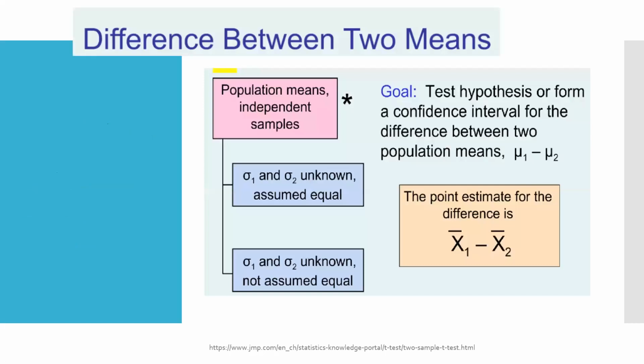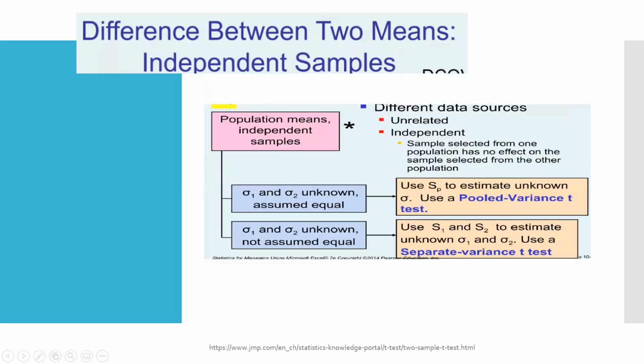So considering the difference between the two population means, we consider this scenario first whenever we are using the independent samples. The goal for testing the hypothesis, or for the confidence interval for the difference between population means, is mu1 minus mu2. And the point estimate of this difference is x bar 1 minus x bar 2. Difference between two means for the independent samples, the unrelated and independent samples: sample selection from one population has no effect on the sample selected from the other population.